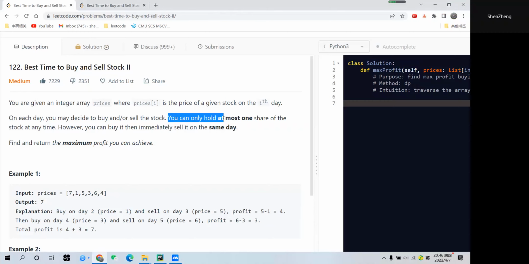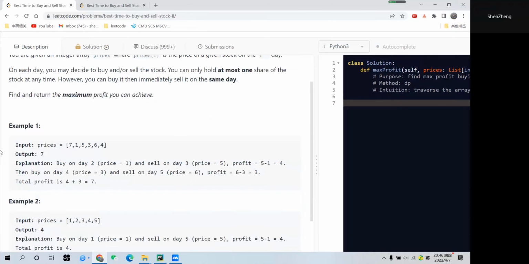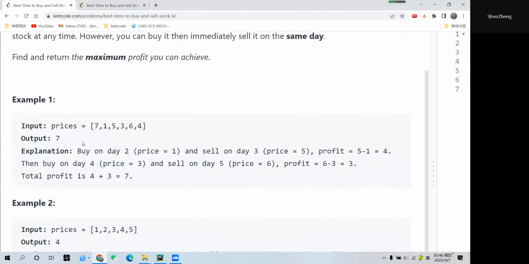But we also have a restriction on this purchase and sell. Well, we can only hold at the most one share of stock at any time, which means we have to sell the stock at hand before purchasing a new stock. So let's check example 1 to see what the question means. In example 1, we have a price array, including these numbers, which is the value of the stock.